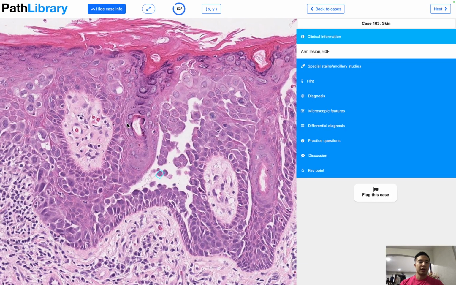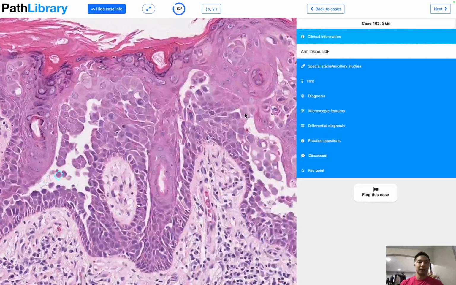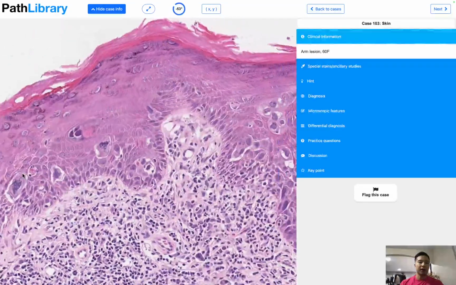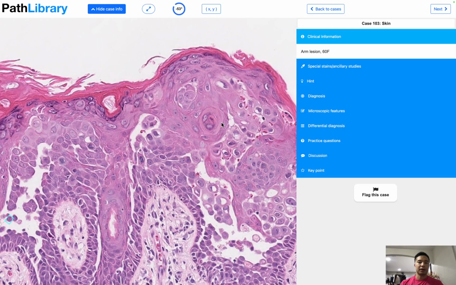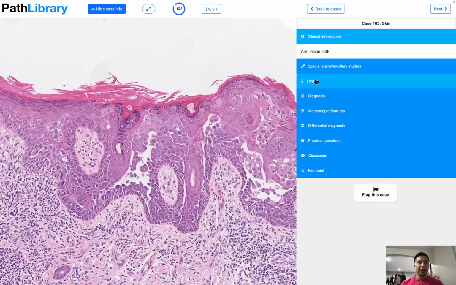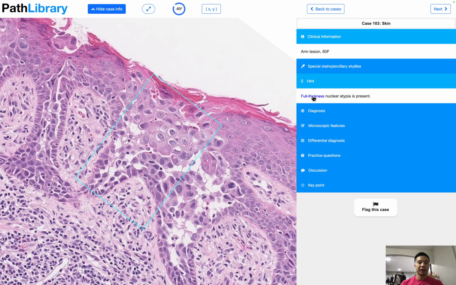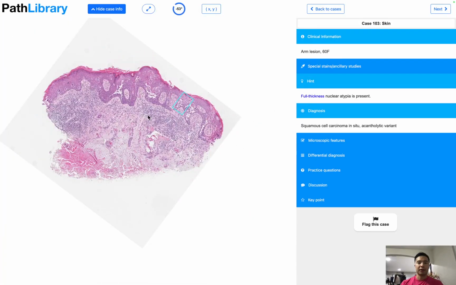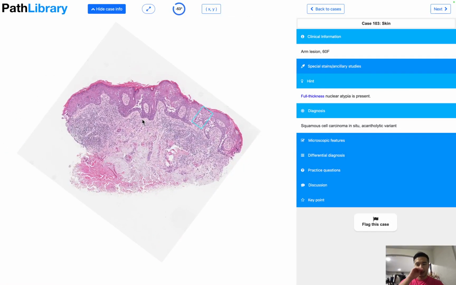In addition, you see a lot of atypia in the form of atypical mitoses, as we see here, as well as the presence of keratin pearl. So this can well be an acantholytic squamous cell carcinoma. There is full thickness atypia present. And so this is squamous cell carcinoma in situ, acantholytic variant.